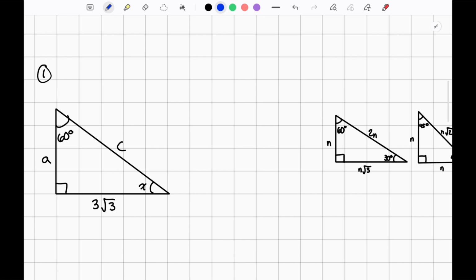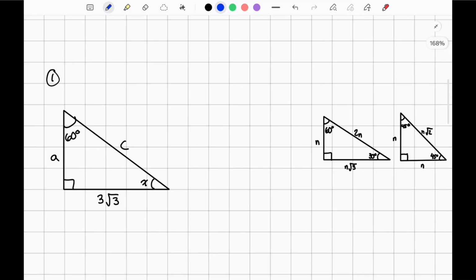Problem 1. I wrote the special triangles here on the side. The first step is to know which triangle we're going to use, which special triangle. The problem gave us a triangle with a 60 degree angle. So there's only one special triangle with 60 degrees. We're using this special triangle, not the other one. Okay, so the problem wants three sides or three letters: this angle and these two sides.